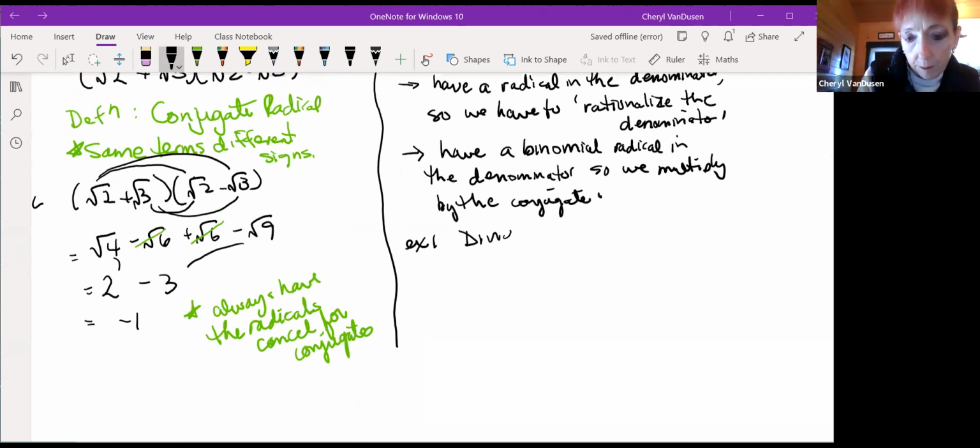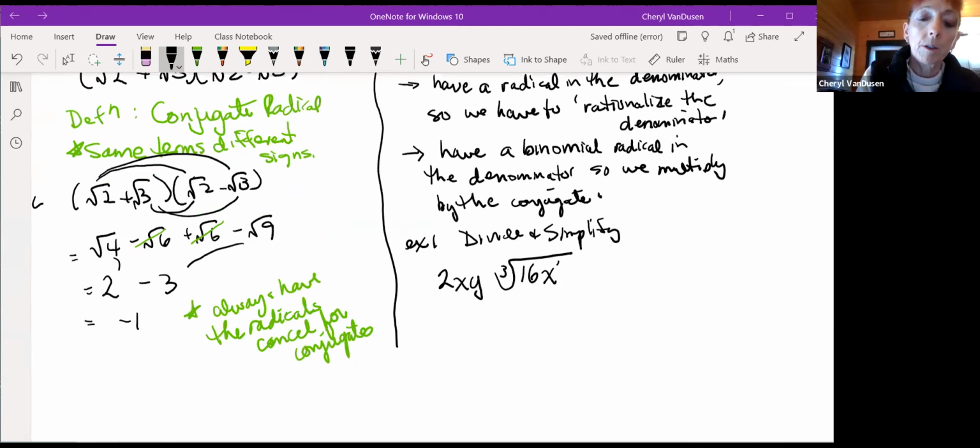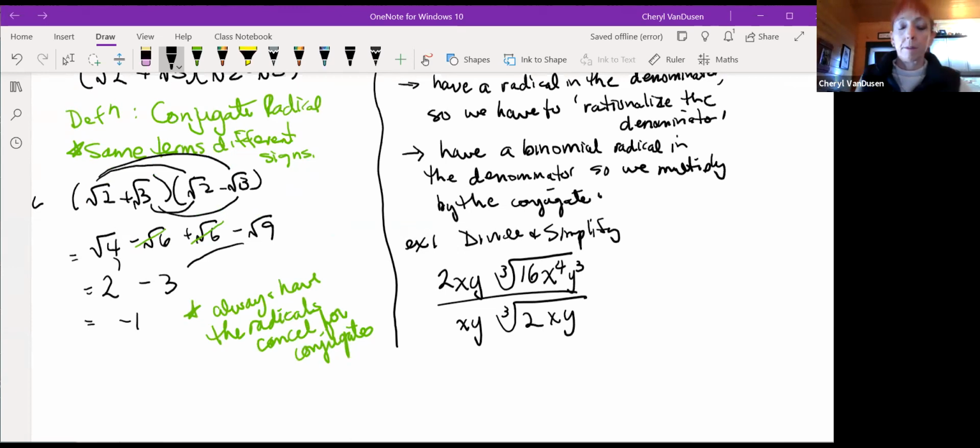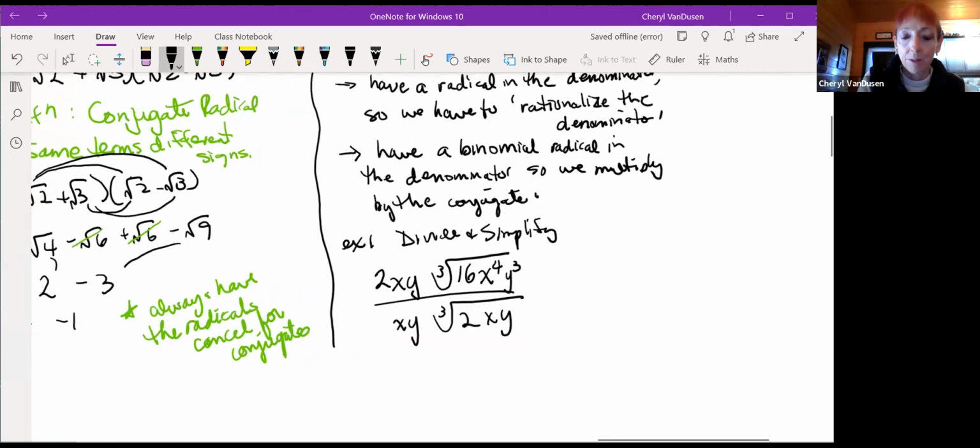Divide and simplify. Okay, so let's do 2xy times the cube root of 16x to the 4th y to the 3rd over xy times the cube root of 2xy. Okay, that looks horrible. I really cranked it up, but I actually really kind of didn't. Because if you step back for a second and look at it, we've got some coefficients that nicely divide. And we've got a cube root in the top and a cube root in the bottom, and they just nicely divide. So long as you remember your exponent rules, you're all good. So let's go see how this goes.